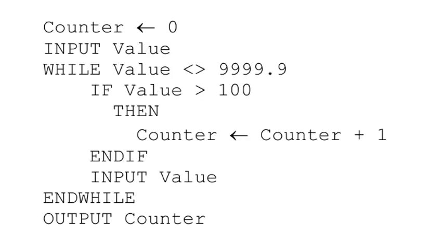Counter. Input value. While value is not equal to 9999.9? No. If value is greater than 100? Yes. Then it will count, because in the question, in part B, they say to count all the values that are greater than 100 when the user inputs the value. If that value is greater than 100, it counts that value: how many values the user has entered which are greater than 100.